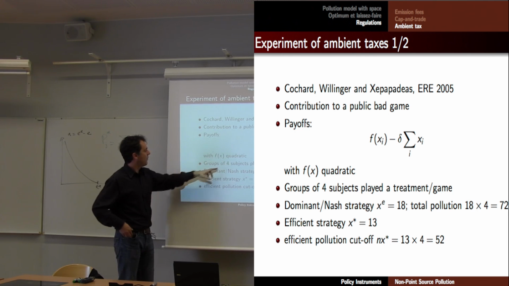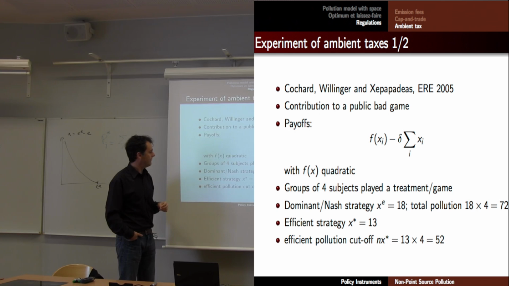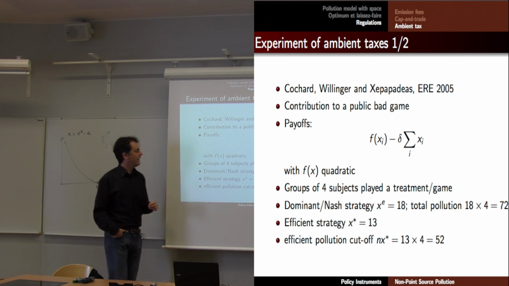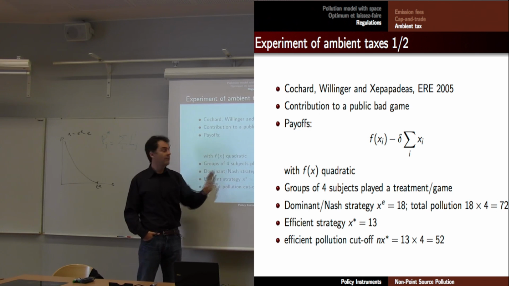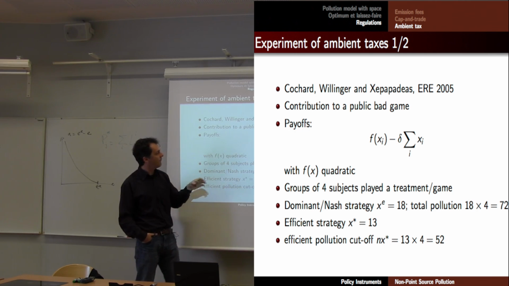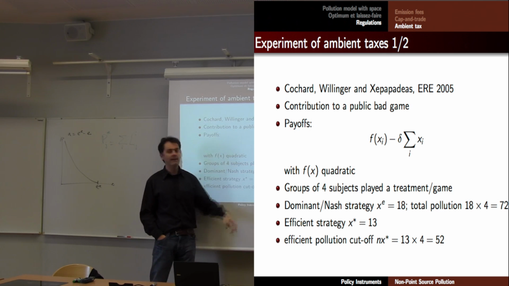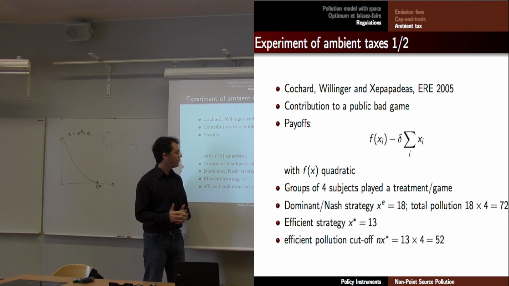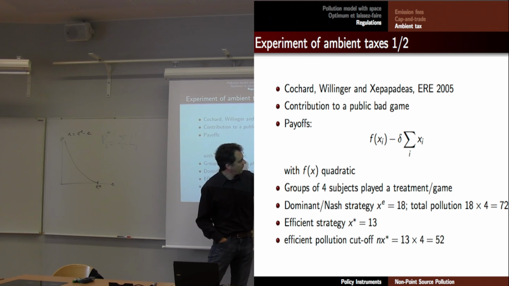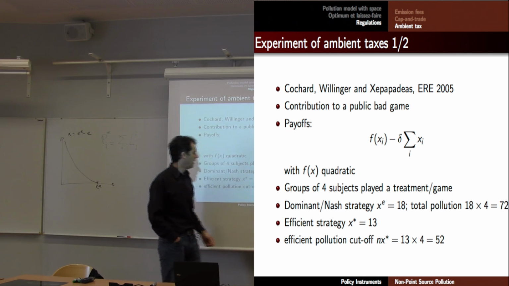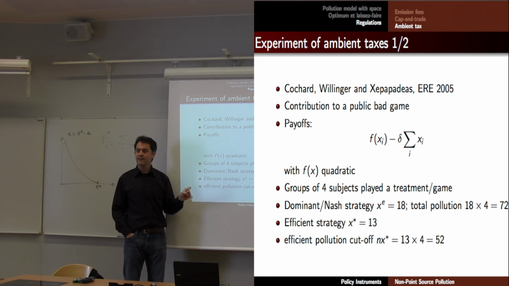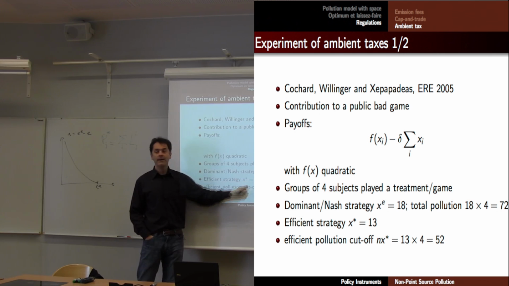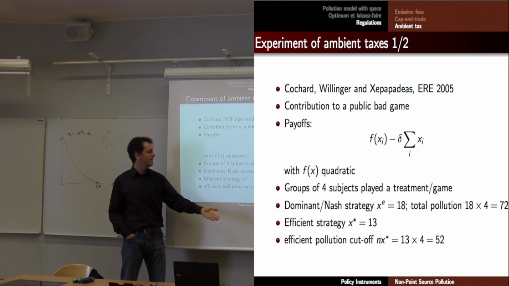They were matched in a group of 4 subjects, and they played different treatments or games. The first game is the uncontrolled framework. There is no regulation. In their choice variable, the dominant strategy was to play 18 units. So x, the Nash equilibrium dominant strategy without regulation, was x equals 18. So total pollution will be 18 for each subject times the number of players, 72 in total. If you think about efficiency, if you want to equalize the payoff, the total payoff, and therefore the payoff of the individual subject, they should play 13. So reduce x from 18 to 13.